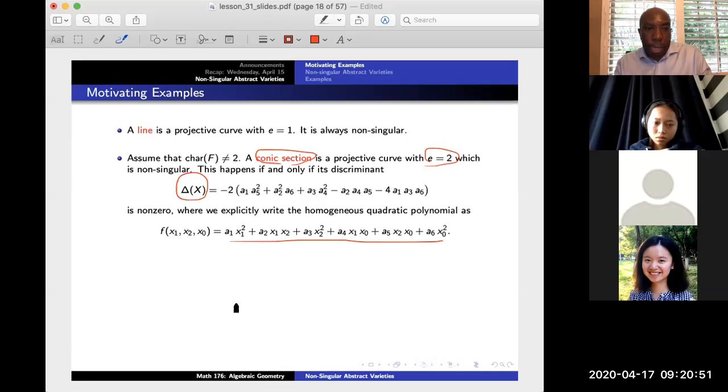So this is what we mean by a conic section. Projective curve, homogeneous polynomial, has degree 2, and this curve is non-singular, which we translate into just saying that this discriminant here does not equal 0.